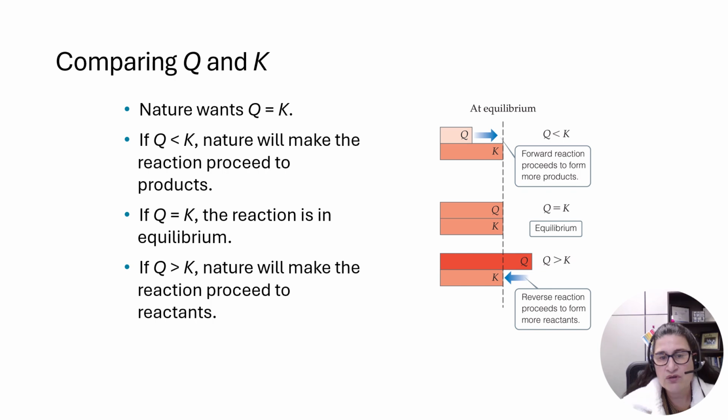Now, if Q equals K, then I'm at equilibrium. If Q is less than K, then my reaction is going to go forward. And if Q is greater than K, then the reaction is going to go in the reverse.